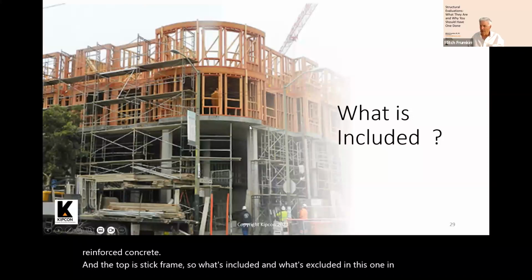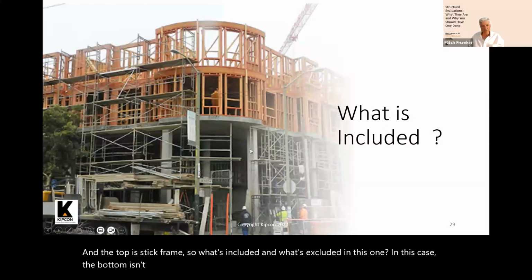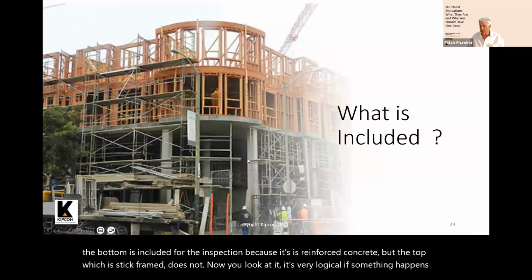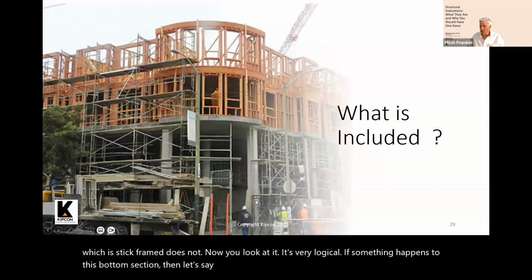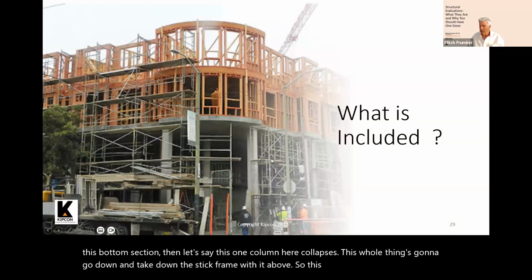In this case, the bottom is included for the inspection because it is reinforced concrete, but the top, which is stick framed, is not. Now you look at it, it's very logical. If something happens to this bottom section, and let's say this one column here collapses, this whole thing's going to go down and take down the stick frame with it above. So this bottom part is included, the top part is not included.